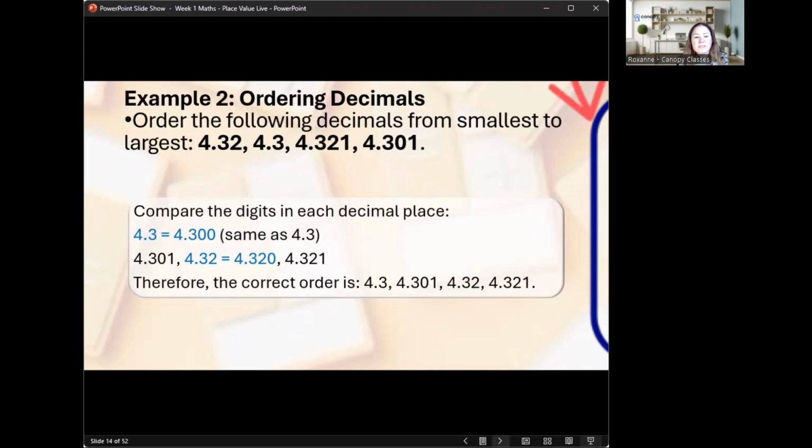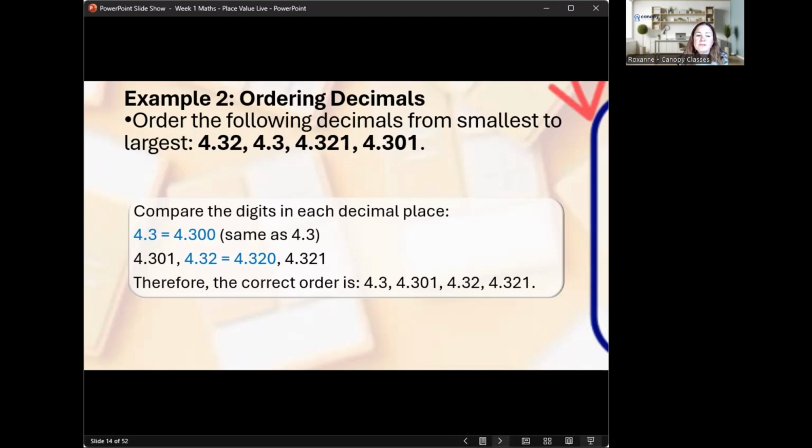We can do that with the 4.3, so it becomes 4.300, and then we can do it also with the 4.32 to add the extra zero. Again, just so we've got the same number of decimal places, because the 4.3 part is the same throughout all of these. So we're looking at the next digit along after the 3, and then if necessary, the next digit after that. So 4.300 is going to be smaller than 4.320, and 4.300 is smaller than 4.301.